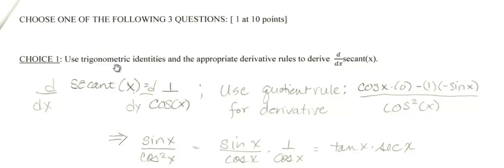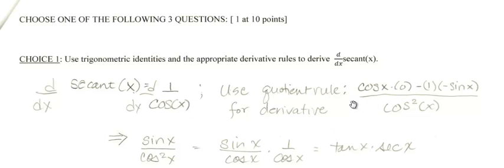So the first choice was use trig identities and appropriate derivative rules to derive the derivative of the secant of x. So the first thing that we want to do is we want to derive the secant of x, so I'm going to use the trig identity that the secant is 1 over the cosine. Then I'm going to use the quotient rule as the appropriate derivative rule because this is a quotient. I could have said cosine to the -1, might have been easier.